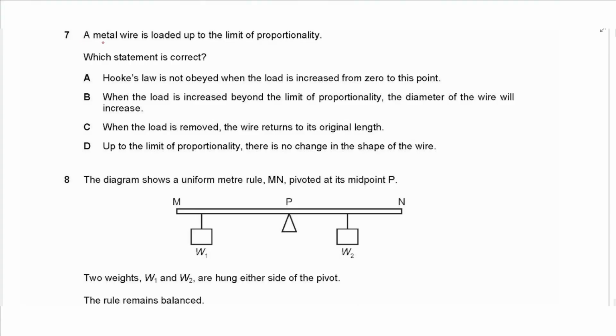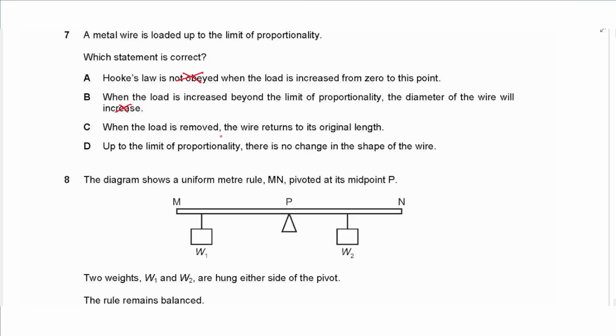Question 7 says a metal wire is loaded up to the limit of proportionality. Which statement is correct? Hooke's law is not obeyed. No. Up to the limit of proportionality, that is the part that obeys Hooke's law. When the load is increased beyond the limit of proportionality, the diameter of the wire will increase. No, it should decrease. It gets thinner before it breaks.